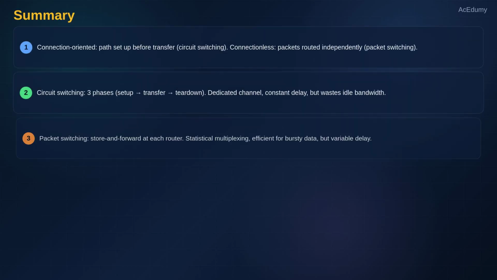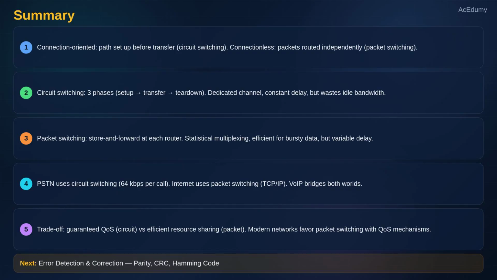Let us summarize today's lesson. Connection-oriented communication establishes a path before data flows. Connectionless communication sends each packet independently. Circuit switching creates a dedicated path for the entire session. Advantages: guaranteed bandwidth, low constant delay, no congestion. Disadvantages: bandwidth waste during silence, setup time, single point of failure.